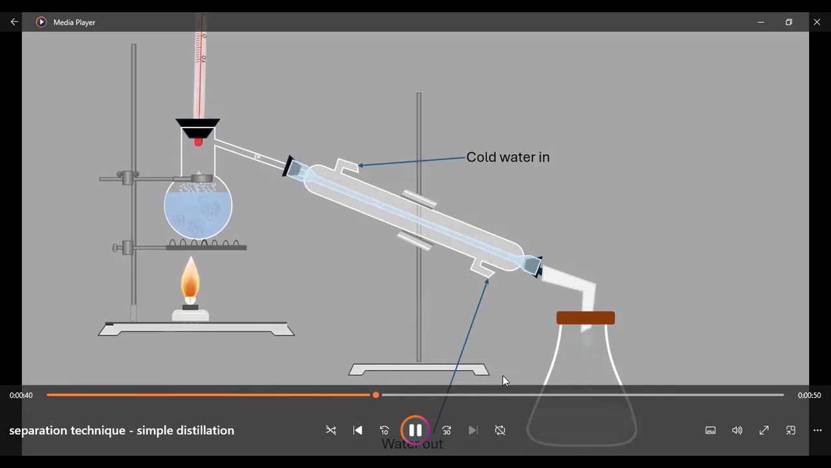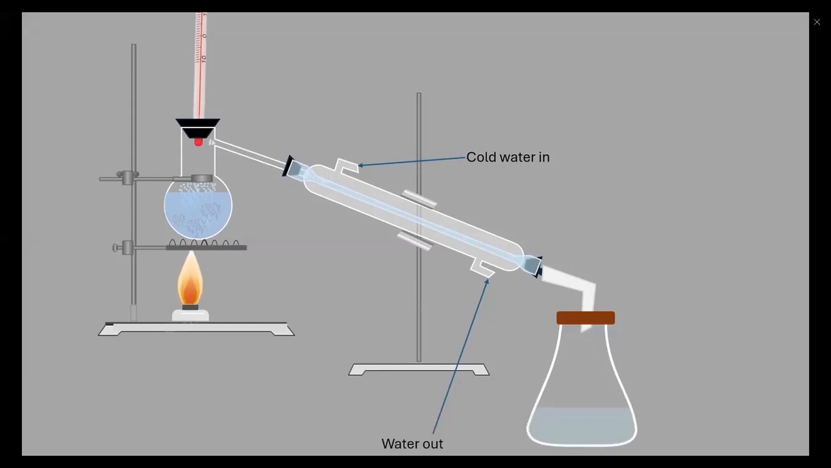Now let's look at fractional distillation. Like I said, the difference between the two is that simple distillation is used for separating liquids whose boiling points are far apart; if the boiling points are not far apart, we use fractional distillation. The apparatus for fractional distillation has a fractionating column. So let's look at that.